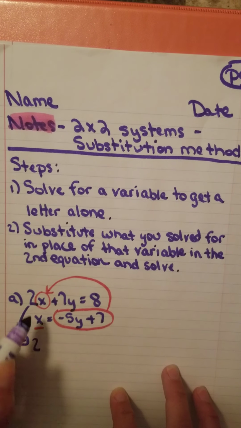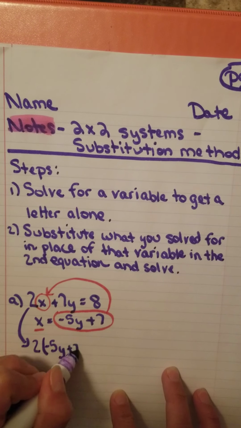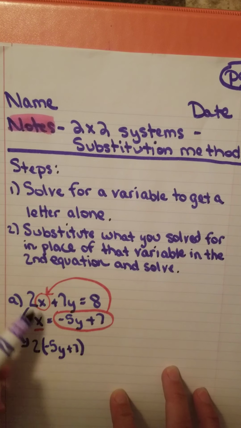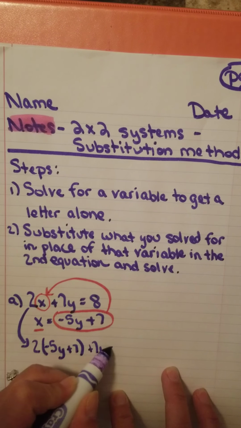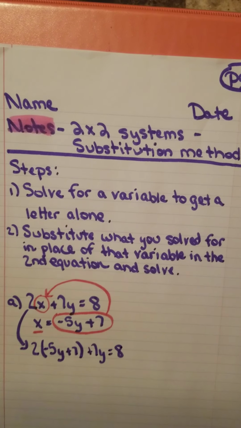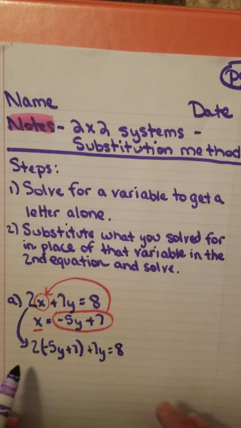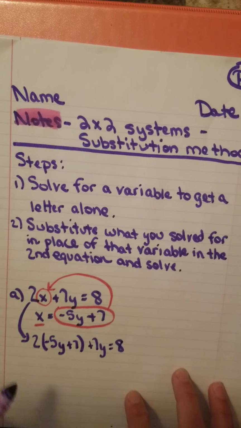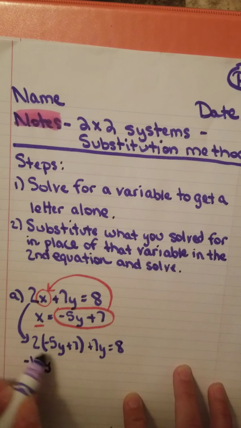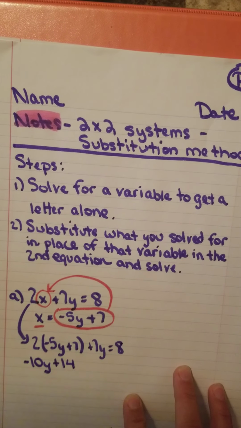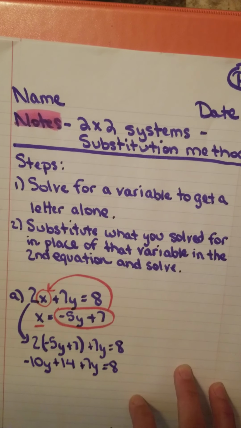So it's 2, not x anymore, in parentheses, negative 5y plus 7. Whatever I insert, I want parentheses. Now I'm going to bring the rest of the equation over. 7y equals 8. So you're changing that x to what you know x equals in the other equation. Now we can solve it since we only have one letter. So I'm going to distribute. We have negative 10y. 2 times 7 is plus 14. I bring down the 7y and equals 8.